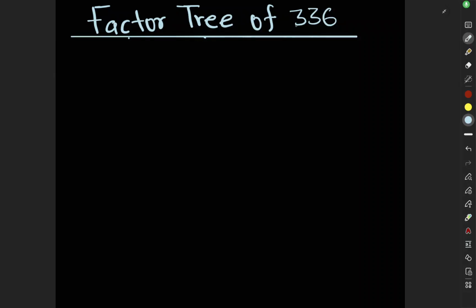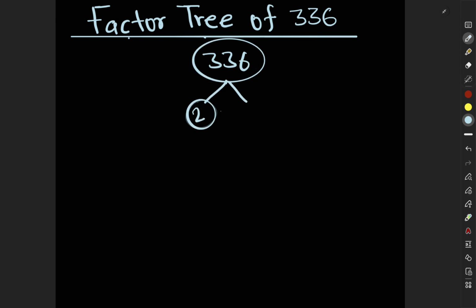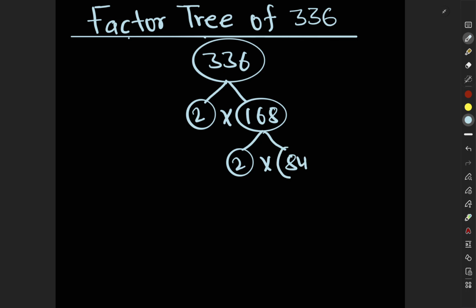Factor tree of 336. So 336 can be written as 2 times 168. 2 times 168 means 336. Like as 168, it can be written as 2 times 84. 2 times 84 means 168.